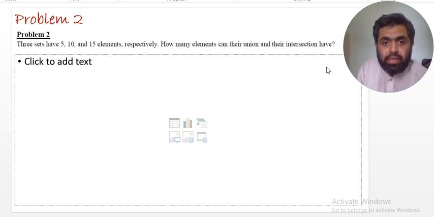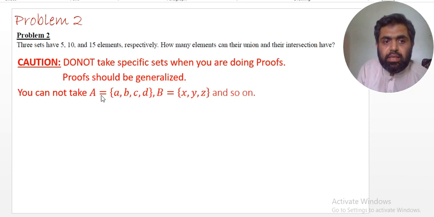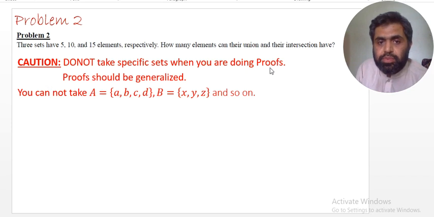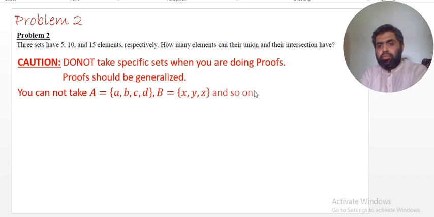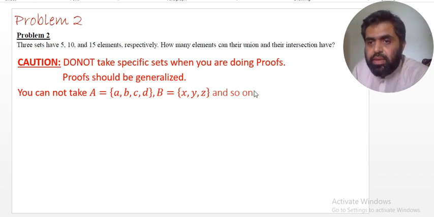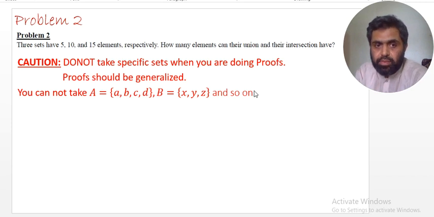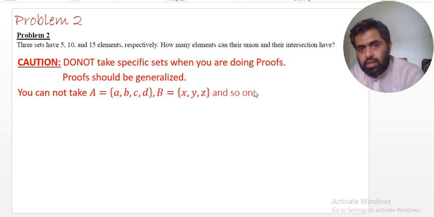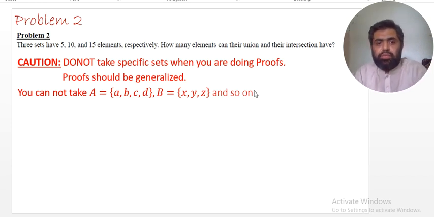So be careful, many students are making this mistake. Never take any specific sets when you are doing proofs. Proofs should be generalized. We cannot take, for example, for this kind of problem, set A is equal to A, B, C, D and B is equal to X, Y, Z and so on. We don't know what kind of sets we are going to have, whether they have some common elements or they do not have any common elements. We do not know. So proofs हमेशा generalized होते हैं. We cannot take specific sets.